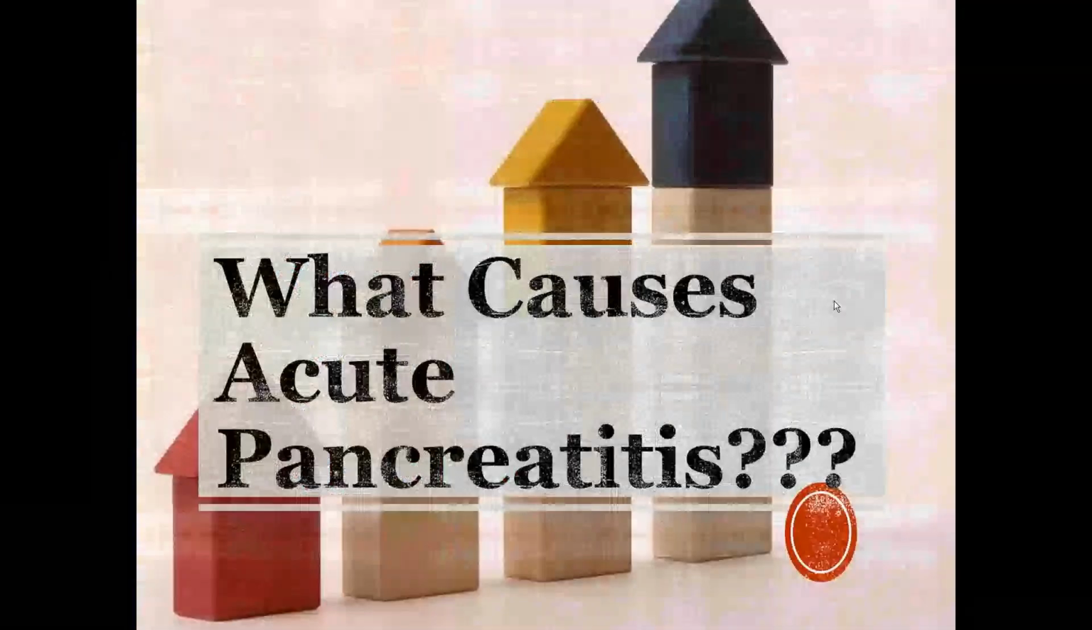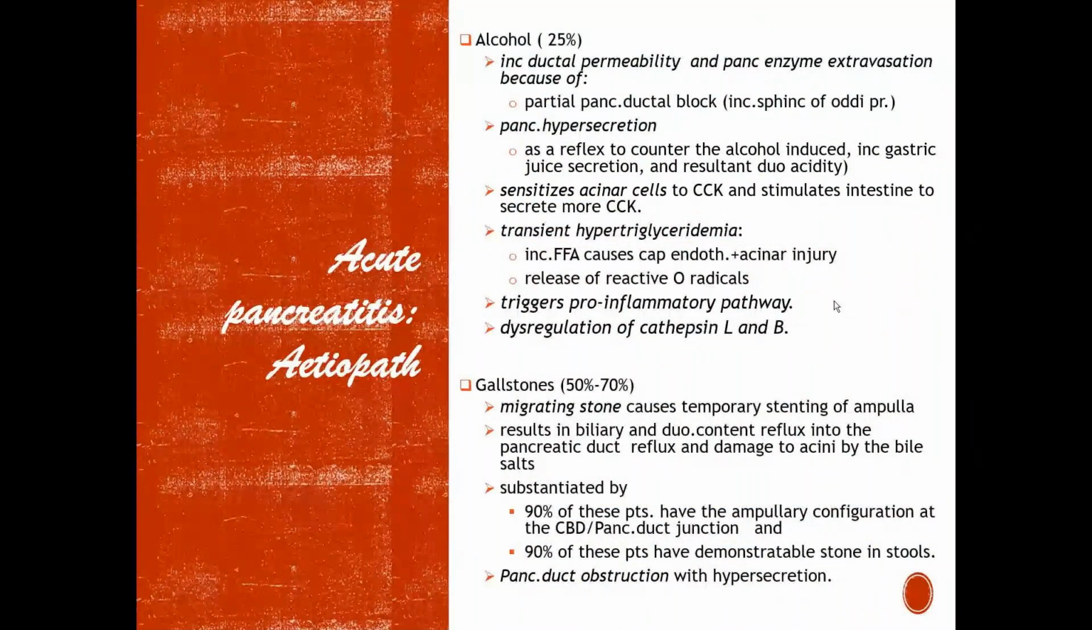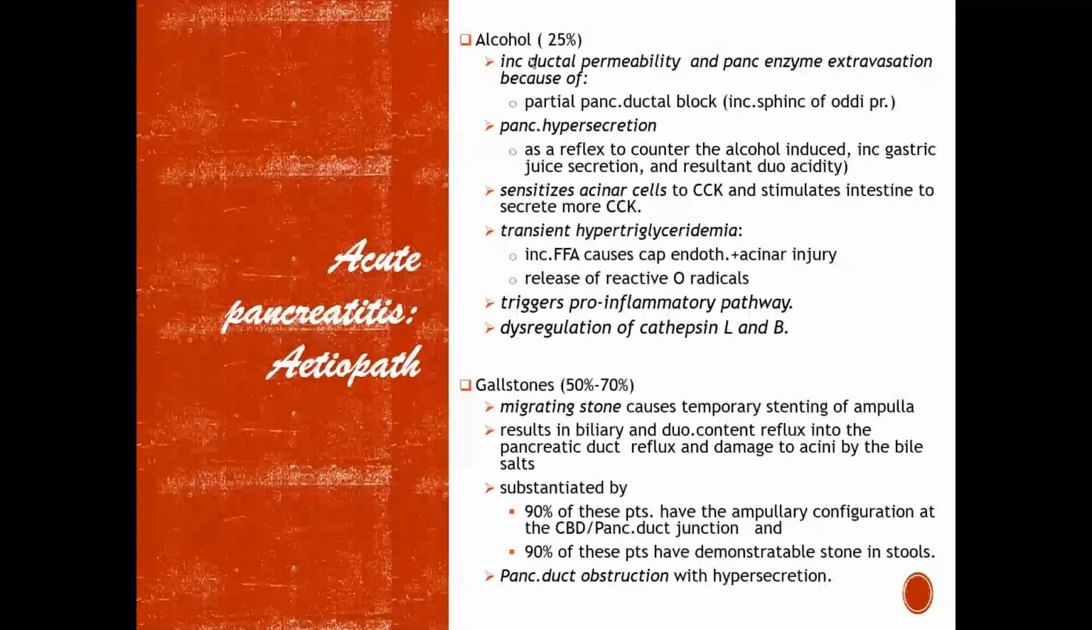Now, let's see what causes acute pancreatitis. Why should acute pancreatitis develop in the first place? Perhaps one of the important causes, I would not like to call it the most common because the most common is the second one, gallstones. One of the important causes is alcohol, accounting for almost 25% of patients with acute pancreatitis. The reasons are varied. Why does alcohol cause acute pancreatitis? There are a number of hypotheses to it. I've just picked up the important ones.